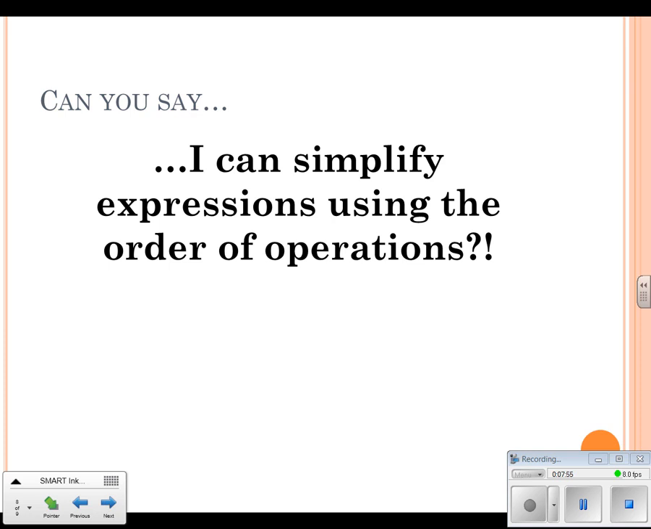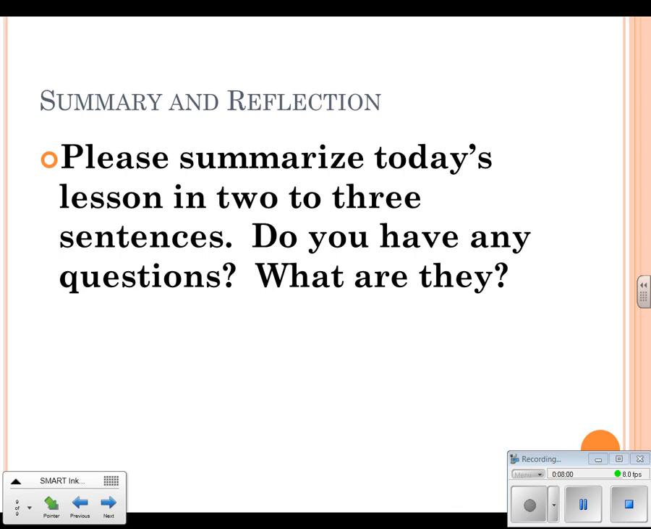Can you say, I can simplify expressions using the order of operations? Please summarize today's lesson in 2 to 3 sentences. Do you have any questions, and what are they?